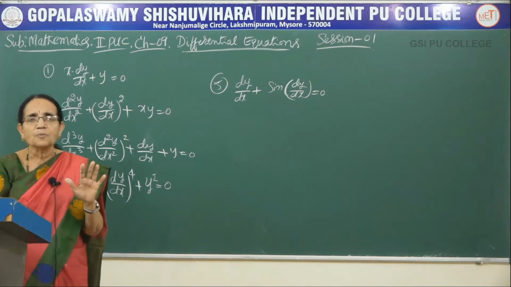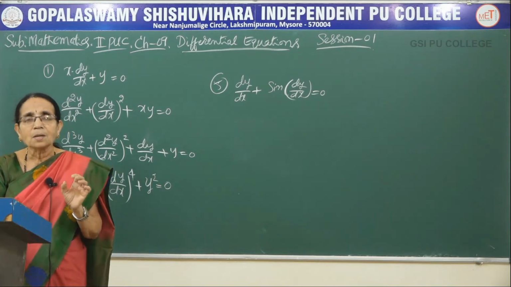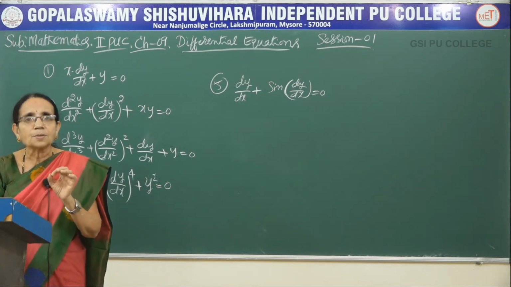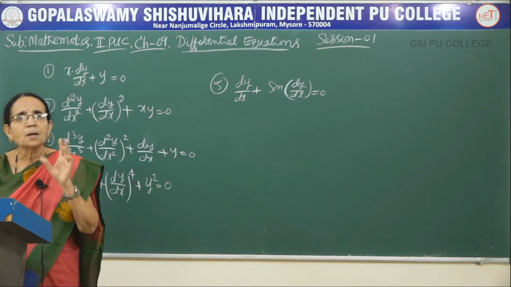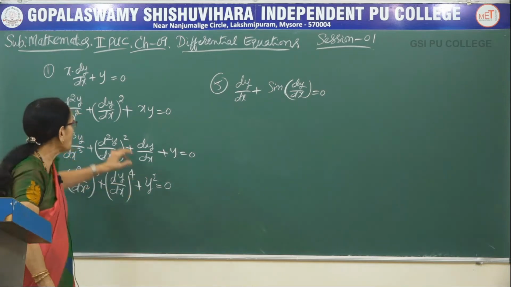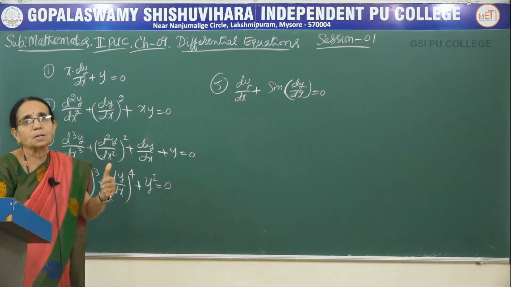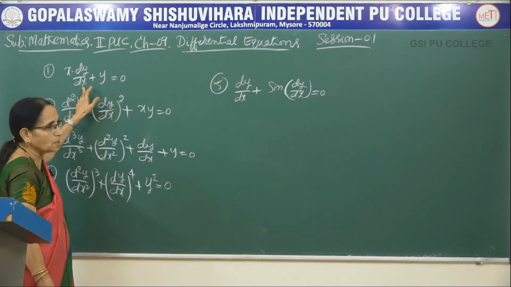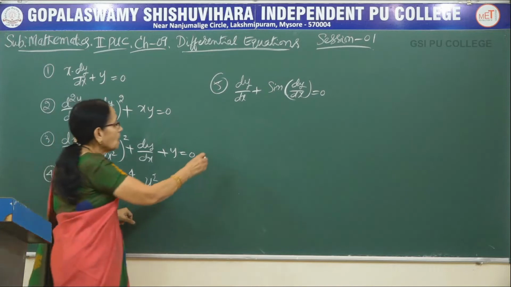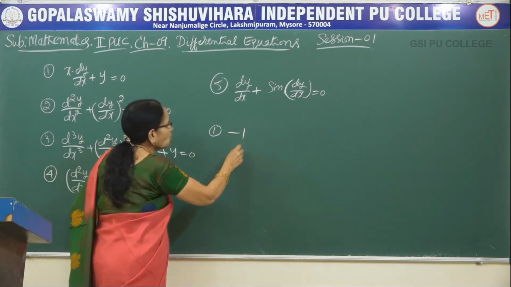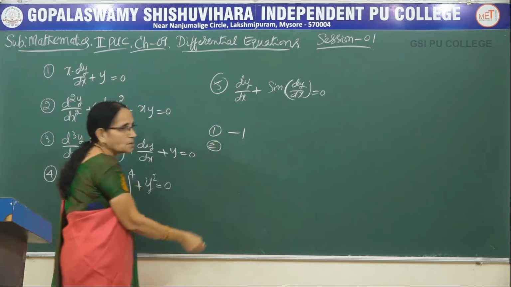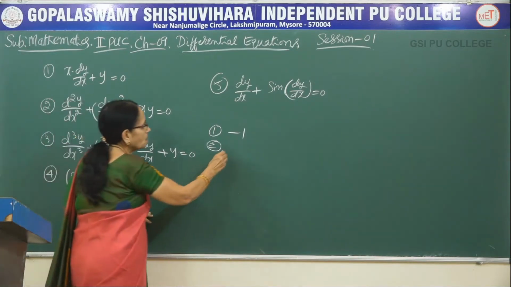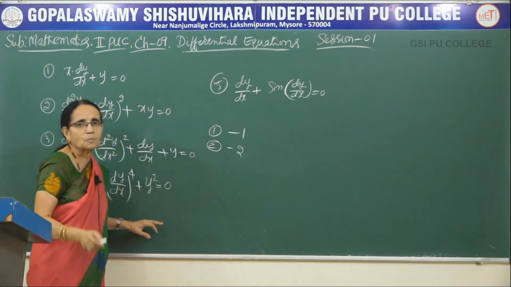The order of a differential equation is the order of the highest order derivative occurring in the equation. That means how many times it has been differentiated, that is the order here. We have differentiated only once. So what is the order of this one? The order of the first example is 1. Come to the second example. What is the order here? We have differentiated 2 times here. So the order of the second example is 2.